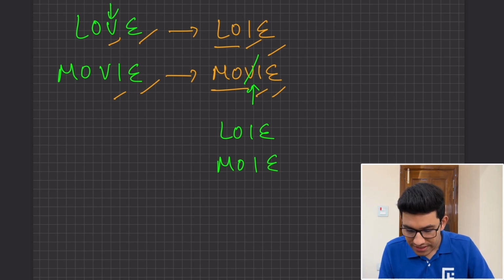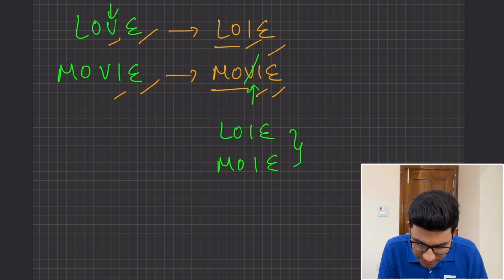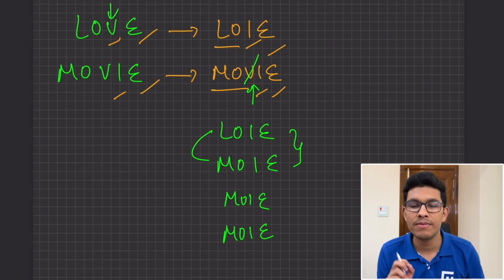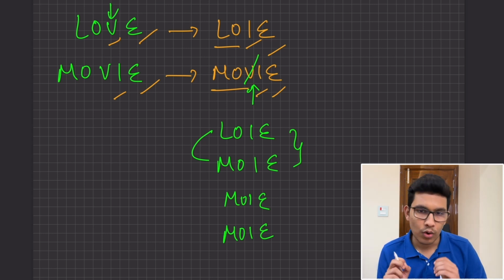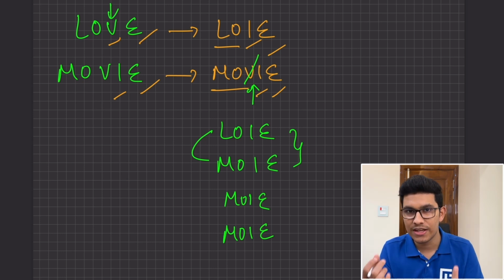Now we are left with these two strings LOIE and MOIE. What you could do now is change this L to an M, so this would become MOIE and MOIE, correct? Now both of these strings are matching. But how many changes did we make here? We made 3 changes. What we want is to make the minimum number of changes to make both of these strings equal.